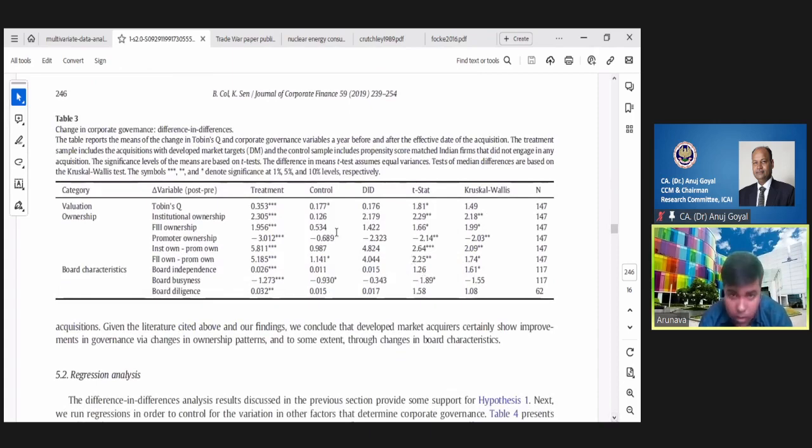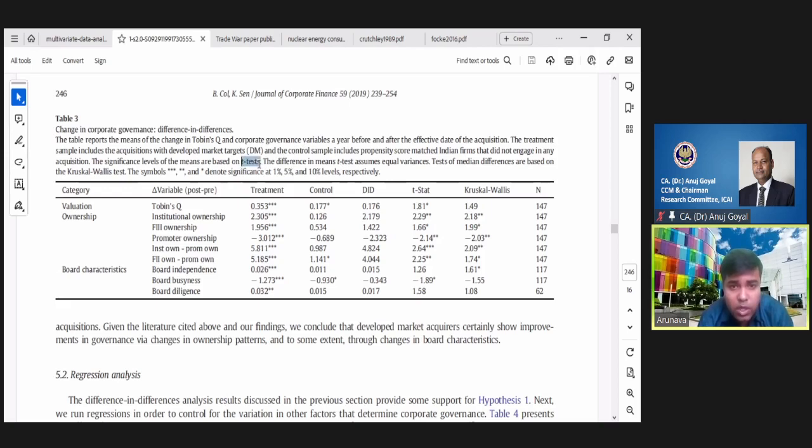And we can see how these things have been represented, right? This table reports the means of the change in Tobin's Q and corporate governance variables a year before and after the effective date of the acquisition. So after and before, whether Tobin's Q and corporate governance have changed or not, that is being tested here. So, the difference in means t-test.